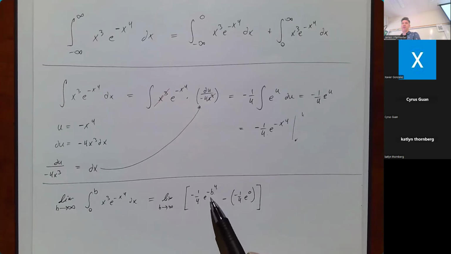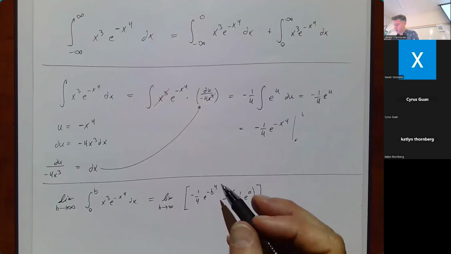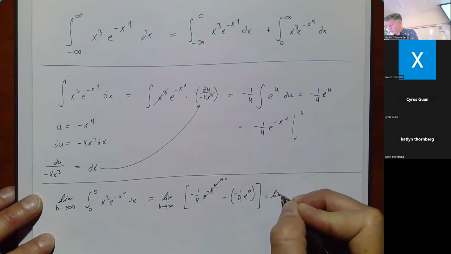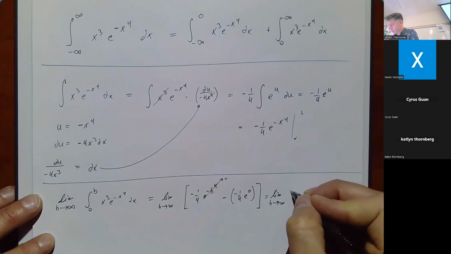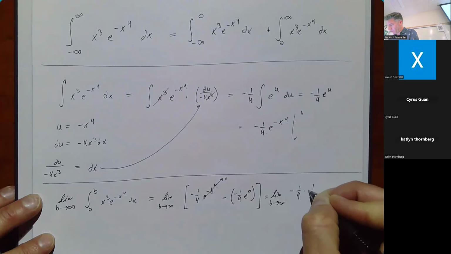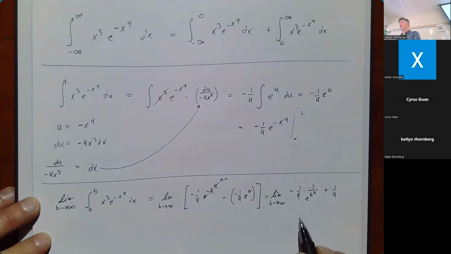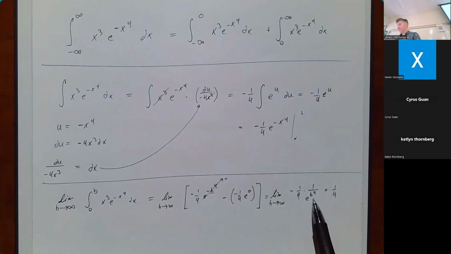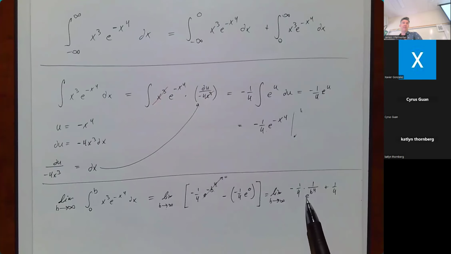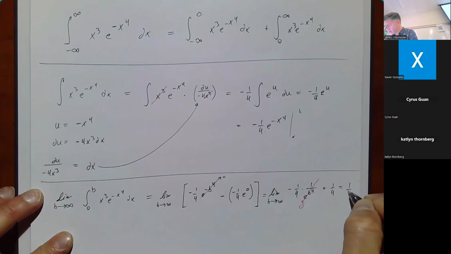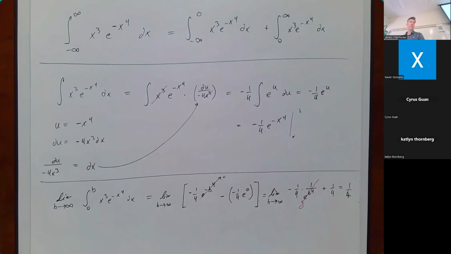If you don't love e to the negative infinity going to 0, you can alternatively make your power positive and write this as the limit as b goes to infinity of negative 1/4 times 1 over e to the positive b to the fourth, plus 1/4. For me personally, it's easier to see that b to the fourth is infinitely large, e to the infinity is still infinitely large, and then 1 over that is going to be infinitesimally small. I like that better, but either way will get you there. So this portion of my improper integral converges to 1/4.